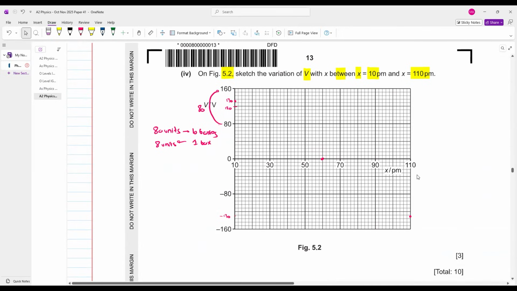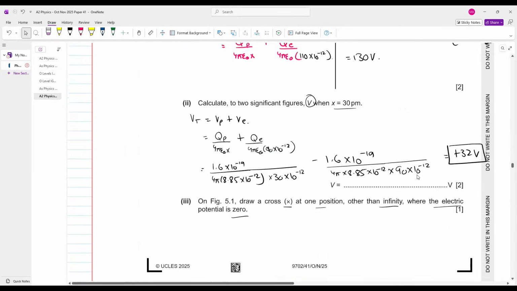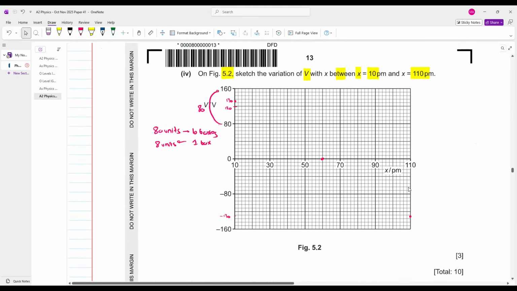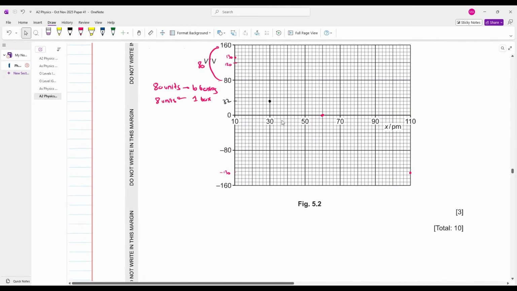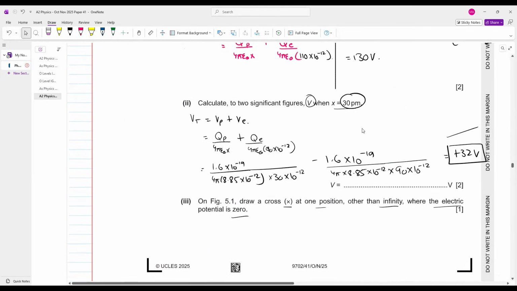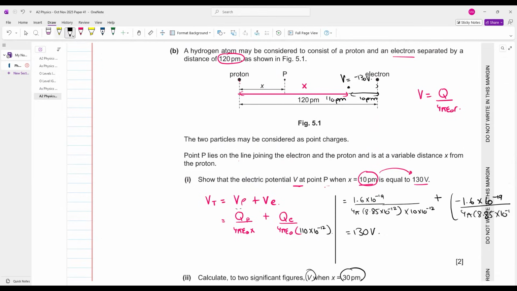Okay. Now you can do one more thing. At a distance of x equals 30 picometer, your voltage is 32. So at 30, your voltage is 32. 32 will be somewhere here. Okay. Now do very simple maths. When your x is 30, your potential is 32. You can do one more thing. You can do a very simple trick here.